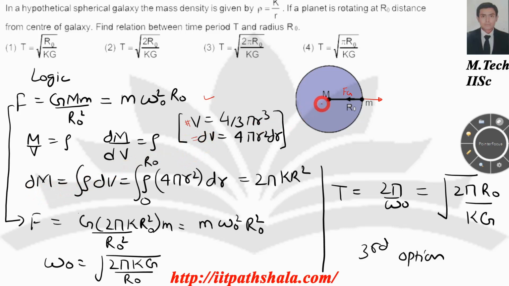My galaxy ranges from 0 to r, wherever my planet m is lying. So just integrate the expression and put the answer in the parent equation, equation number 1, and you will get the value of omega. Afterwards, omega is nothing but 2 pi upon T, so you can relate both expressions. Then substitute the value of omega in the expression, and you get the expression of time in relation with the radius. So option 3 is correct.